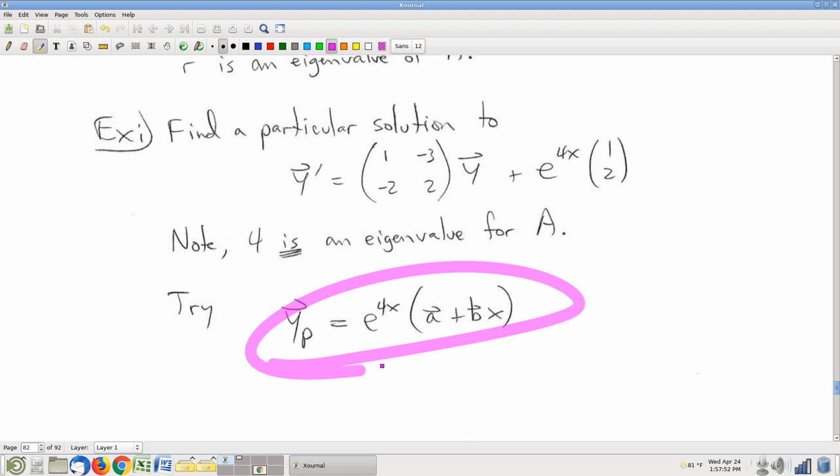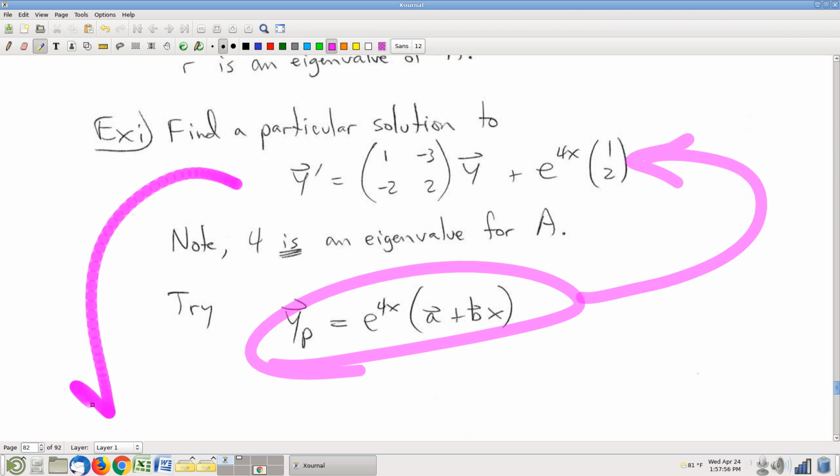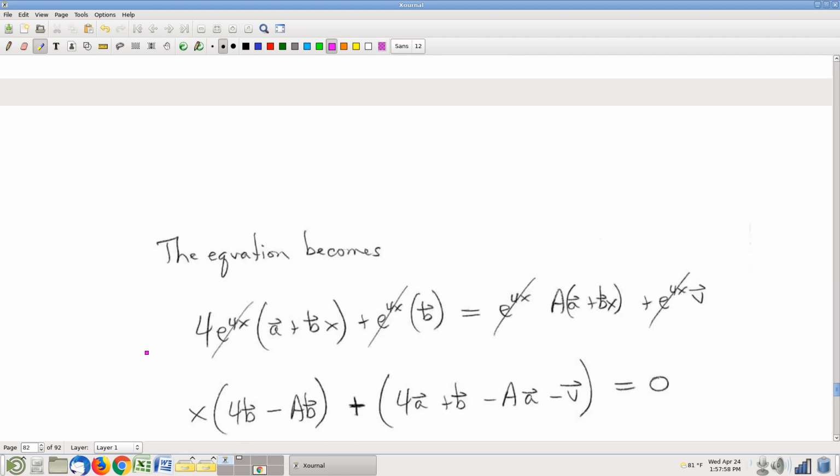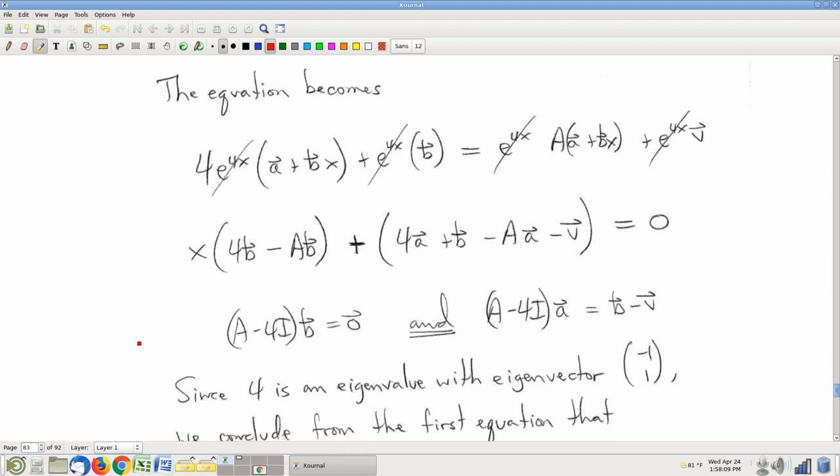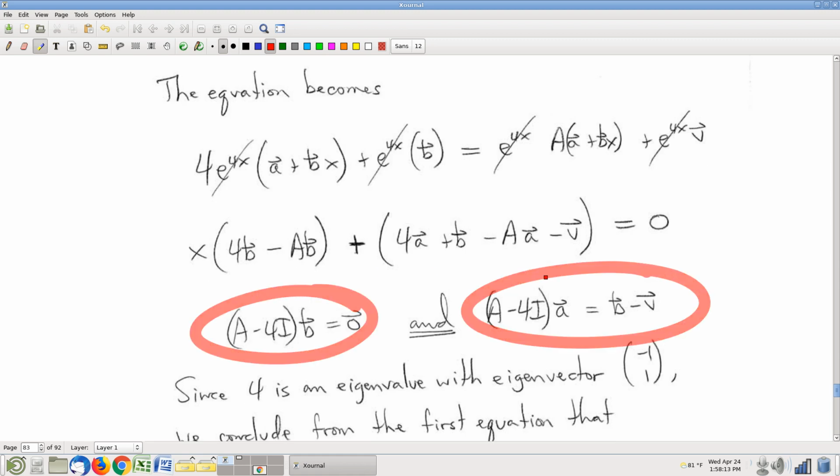We then took our new revised guess, plugged it in, and saw what happens to the equation. The equation becomes this. As usual, notice that the common factor of the exponential cancels. You can shuffle terms around, group like powers of x, and here's where we ended. We had these two equations. Okay, so I hope everybody remembers where we were.